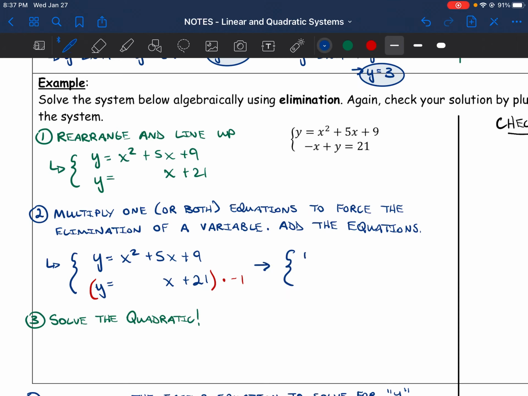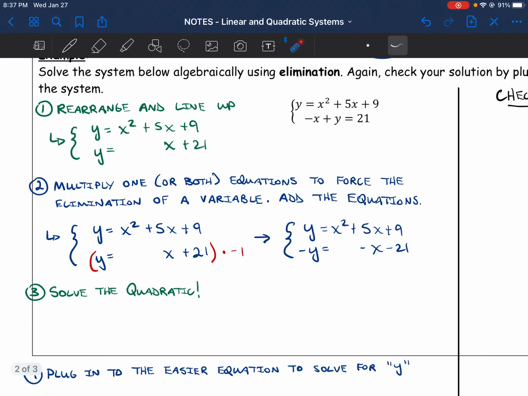Well, the top equation isn't getting messed with, so it's still y equals x squared plus 5x plus 9. The bottom equation is now going to become -y, because y is getting multiplied by -1, equals -x minus 21. So all the terms here got multiplied by -1. And then we can go ahead and add the equations together.